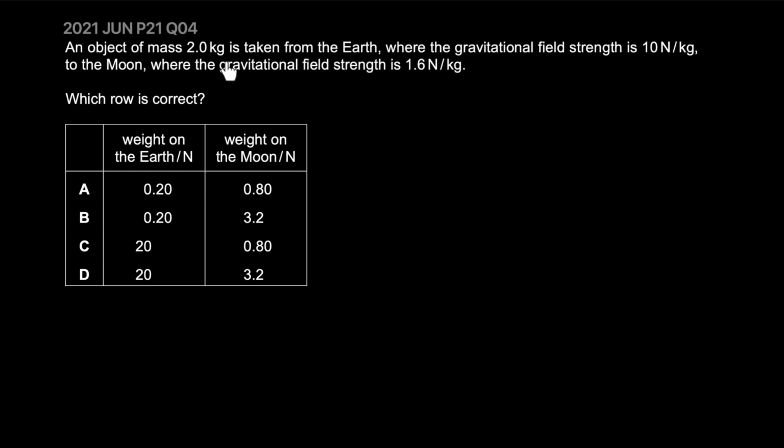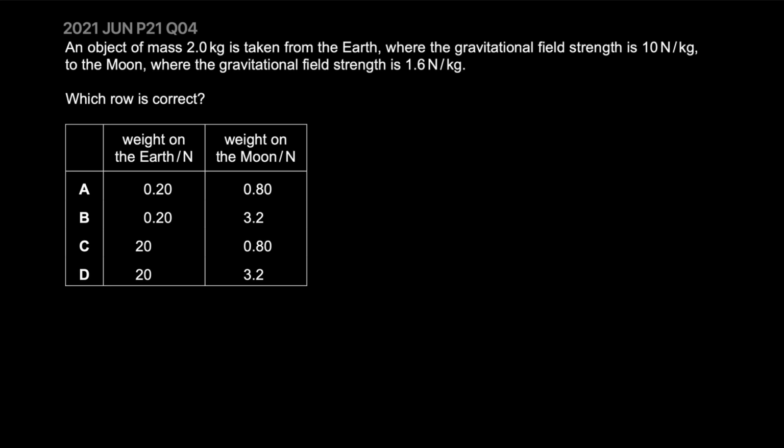An object of mass 2 kilograms is taken from Earth, where the gravitational field strength is 10. So the weight would be 2 times 10, 20 newtons. But it's taken to the moon, where the gravitational field strength is much weaker. It's 1.6. So how do we do this?